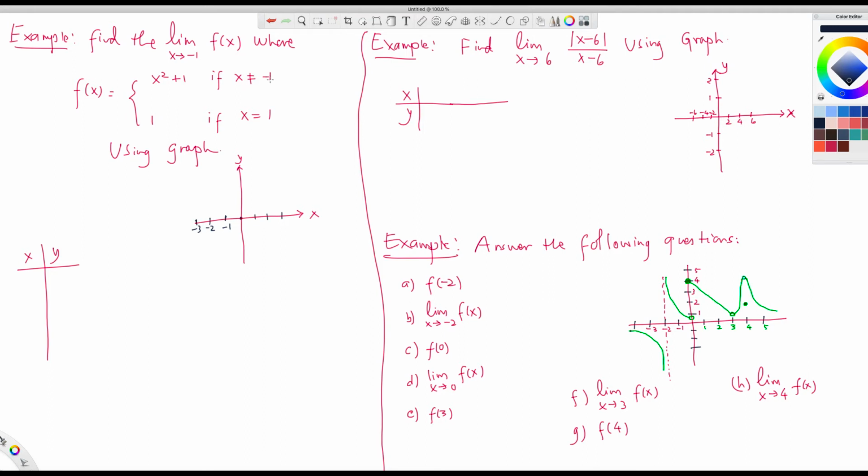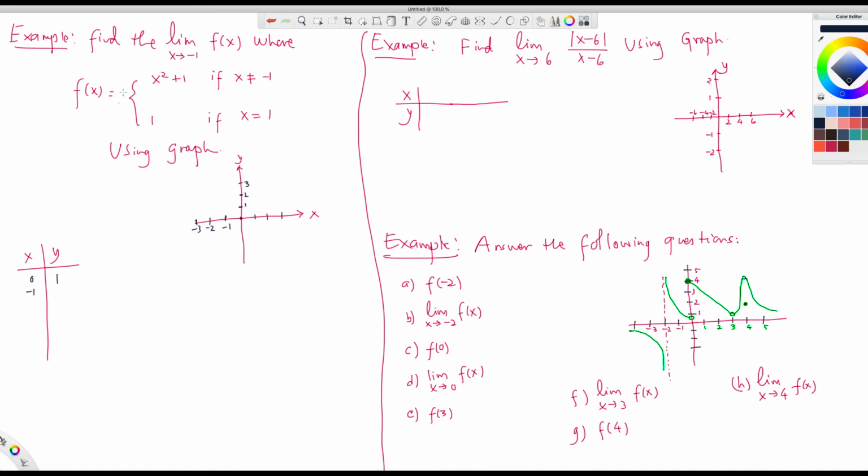If x is not equal to -1, at all other points the function is given by x squared plus 1, but at x equals -1 it is 1. So let us do, suppose this is 1, 2, 3. I want to draw the graph of x squared plus 1 first. At 0, y is x squared plus 1, so it is 1, because when you plug in x equals 0 you will get 1.